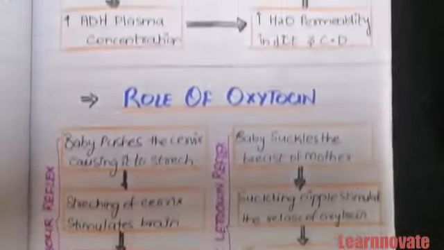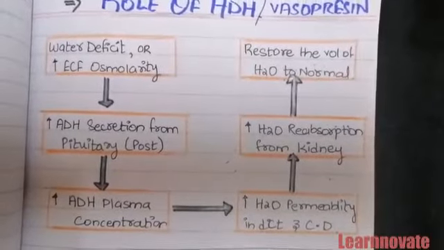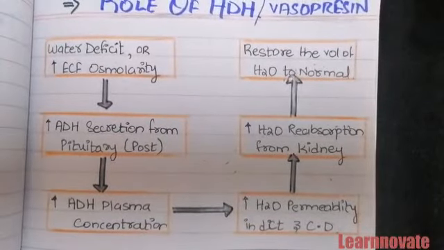Now the second hormone we have just discussed is ADH or vasopressin, and I have explained in detail all the events and the role of oxytocin and ADH.